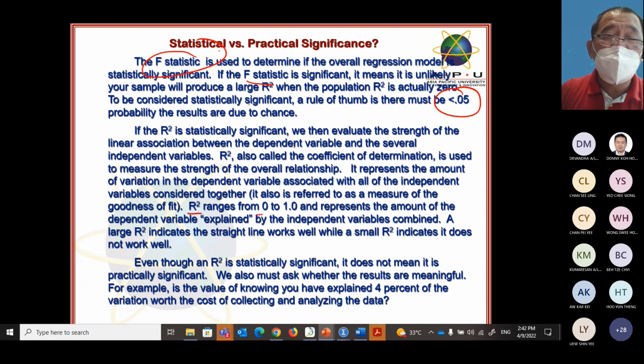R square will be between 0 and 1. It's a percentage. 1 means 100% can be explained by using the independent variables, but normally that is not the case. Normally it should be less than that. Okay, less than 1.